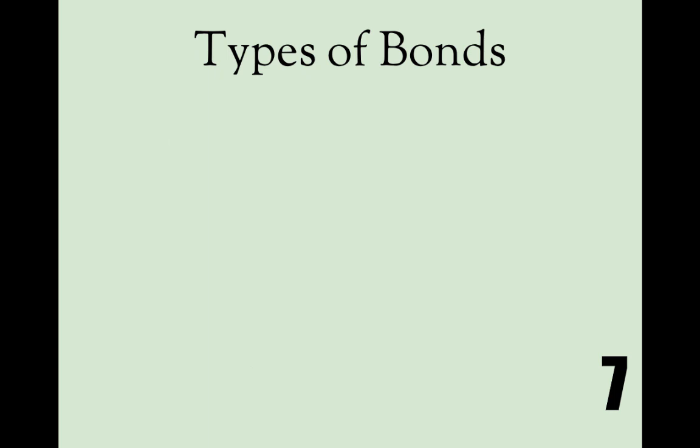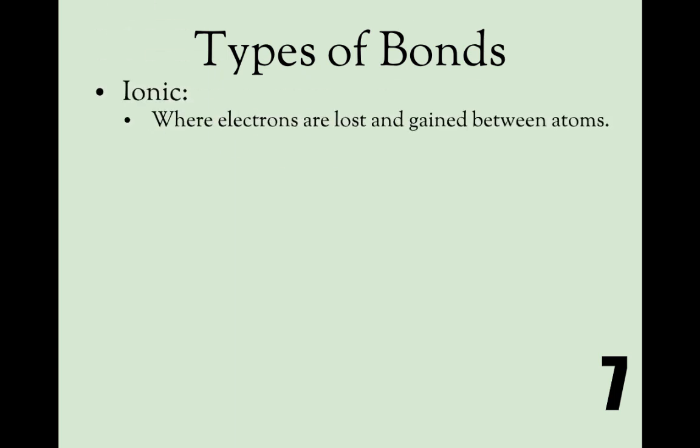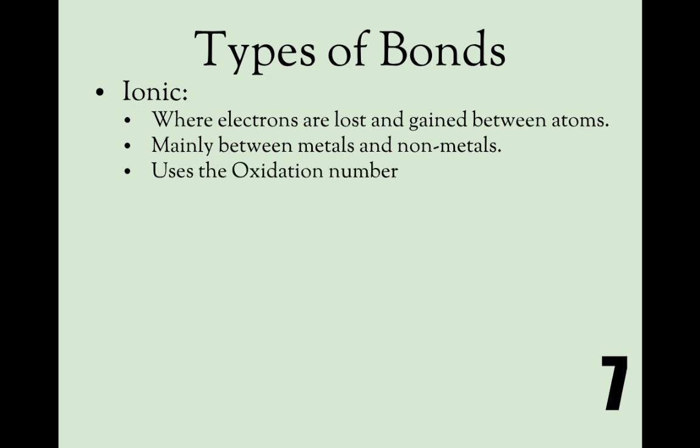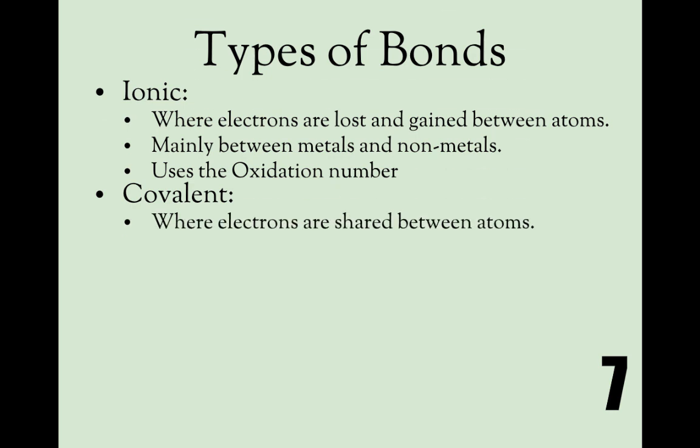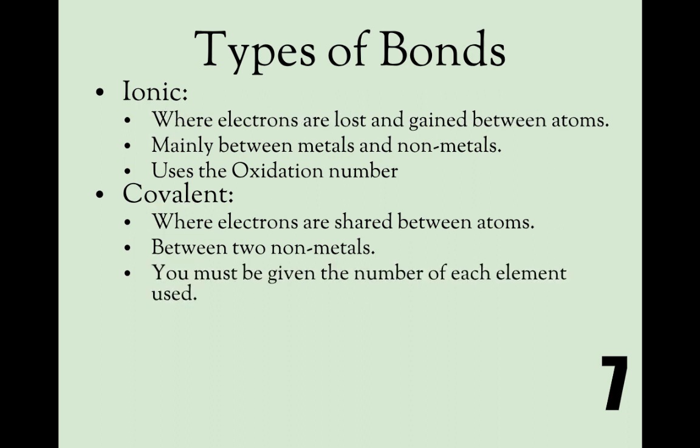Okay, so you have 2 types of bonds. Ionic bonds, where the electrons are lost and gained between atoms. These occur between metals and nonmetals. These will use the oxidation number. The second kind is covalent. Covalent are where the electrons are shared between the atoms. They will occur between 2 nonmetals, and you will be given the number of each element to use.